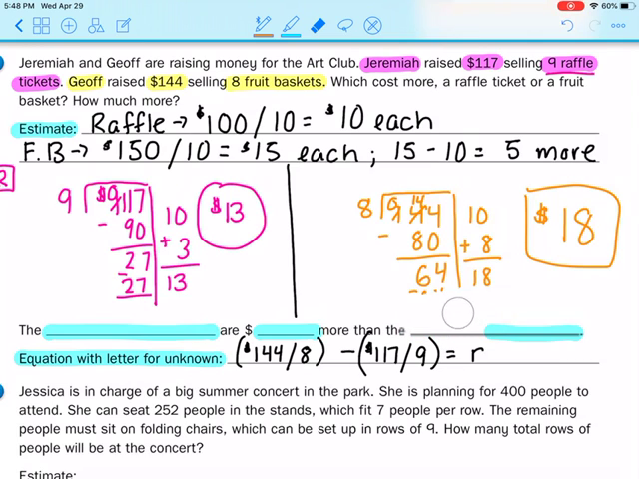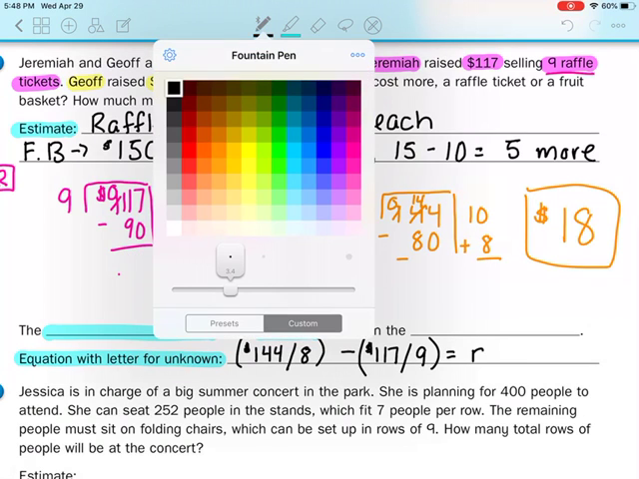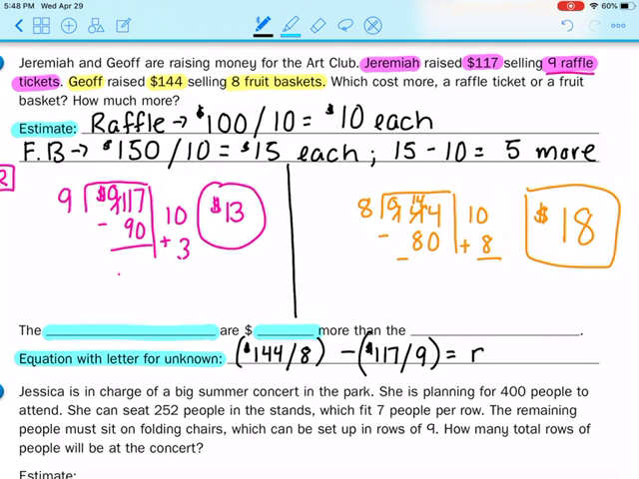I'm just going to erase a little bit of the problem here so I have room to write, sorry. And same here. So now we have to answer our question. The blank is blank more than blank. So which one costs more? The fruit basket costs more. So the fruit baskets are $5 more than the raffle tickets, right? Because 18 minus 13 is 5.